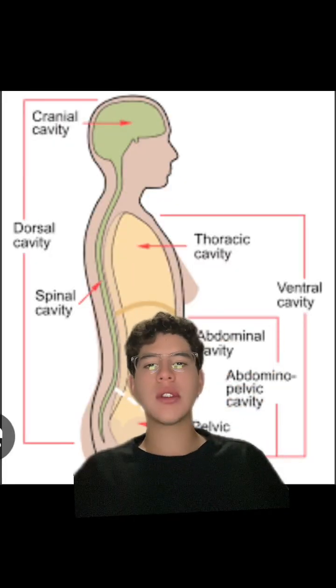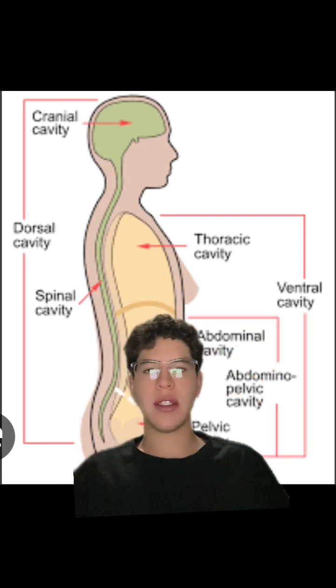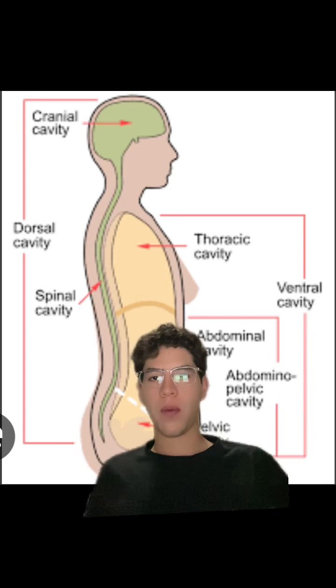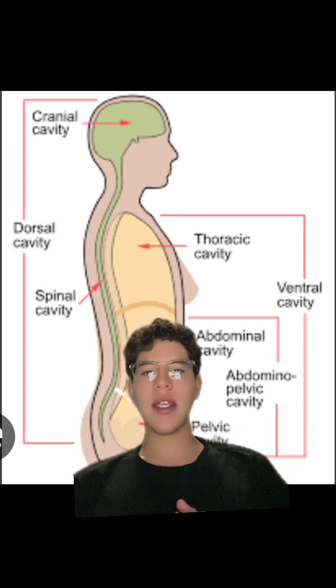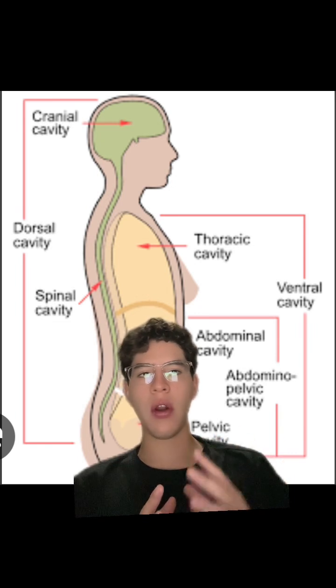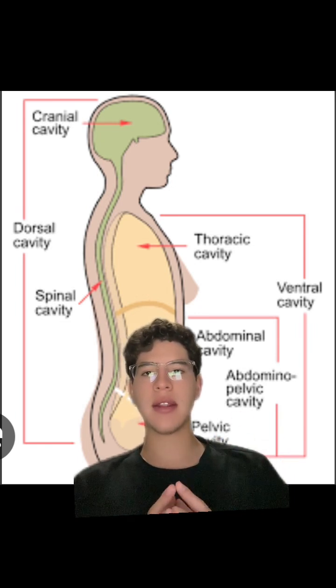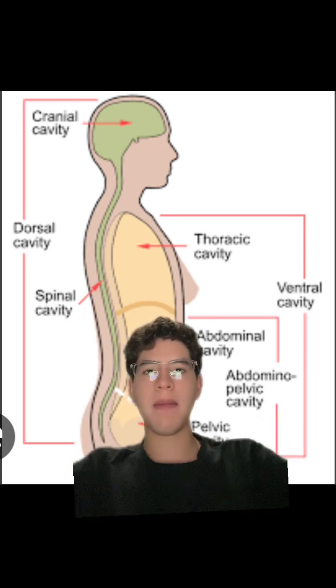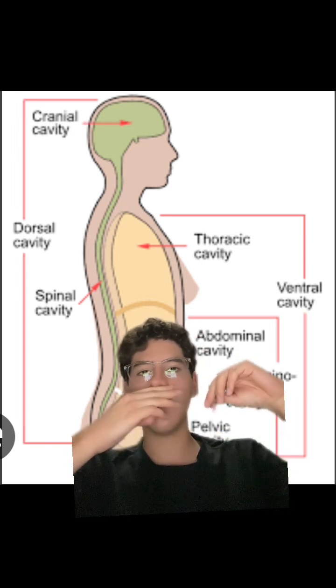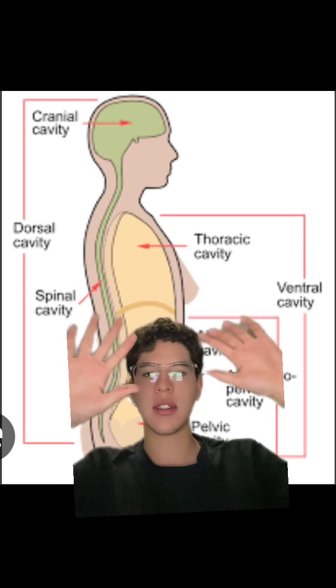Now we're going to talk about the body cavities. But what are they made for? Well, a body cavity is a space in the body that contains internal organs. They protect the internal organs by membranes and are often filled with fluid to support the organs they contain.